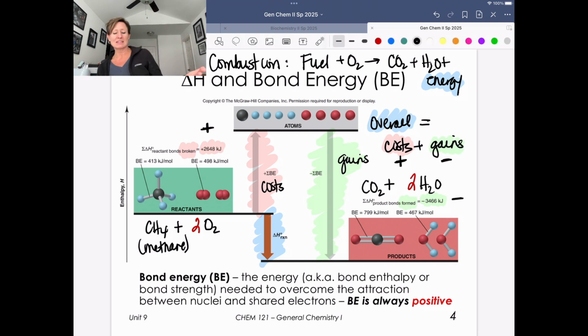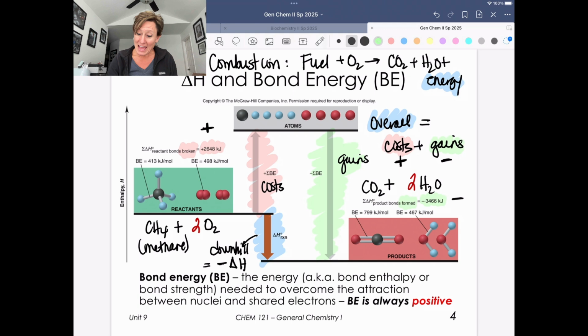I add up my costs and my gains, and then the overall process is going to have a positive or a negative delta H with it. This is where you need to remember chemistry happens so that things go downhill. Downhill means I'm going to have a negative delta H. So when I go downhill, downhill is going to be equal to a negative delta H. And that means that process happens easily. I get energy out when that process happens. We highlighted for a combustion reaction, energy is given out.